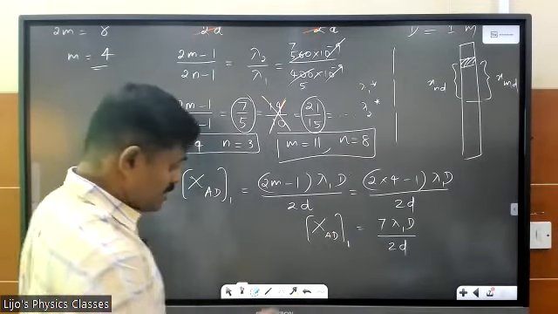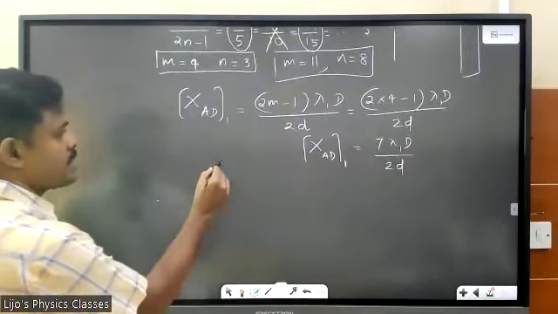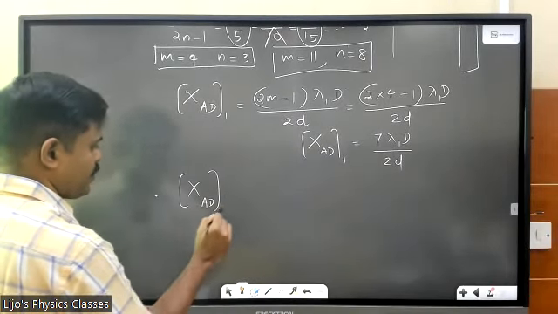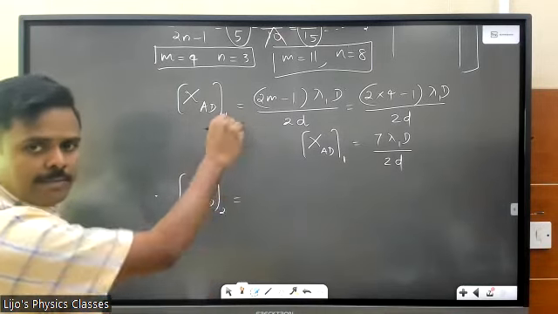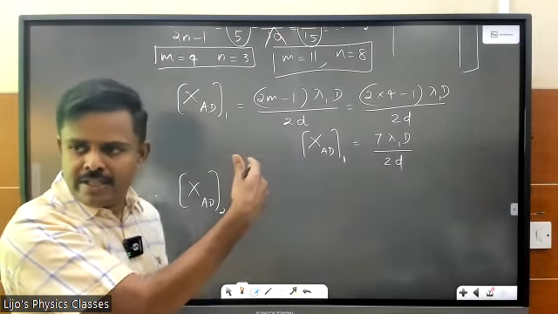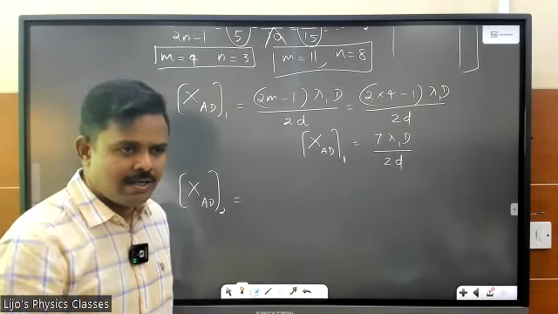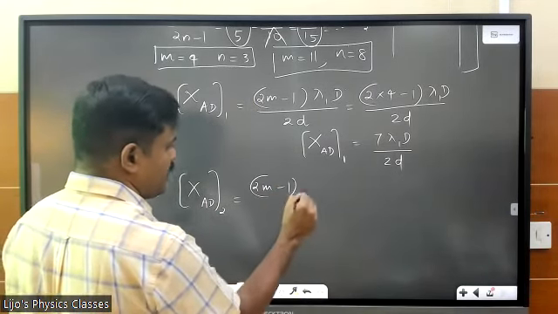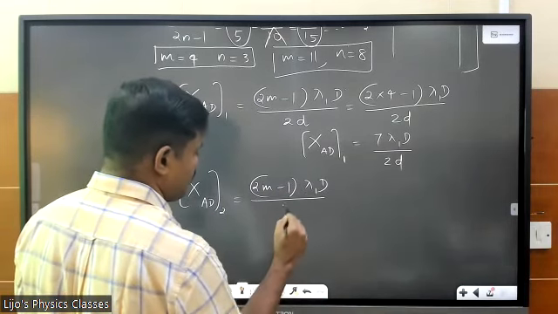Got it? Similar way, I can find out distance to absolute darkness 2. Distance to absolute darkness number 2. Since I used m there, I must be using m here, if you are trying with the n always. Understood? So tell me what? Second one. Again, 2m minus 1 into lambda 1d divided by 2d.